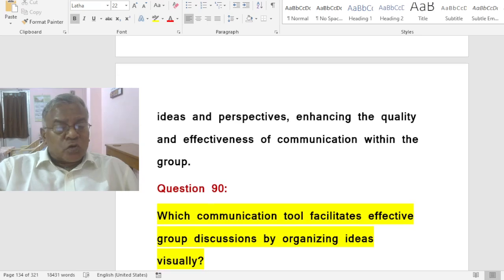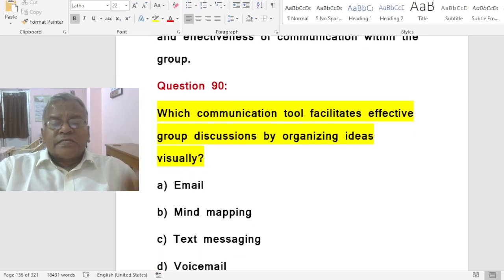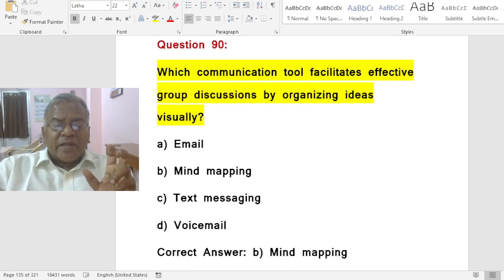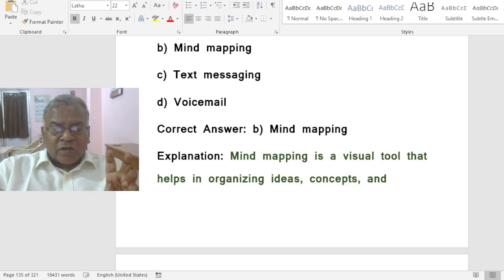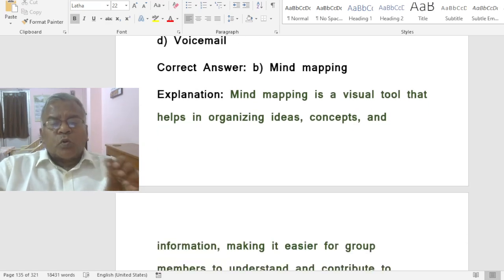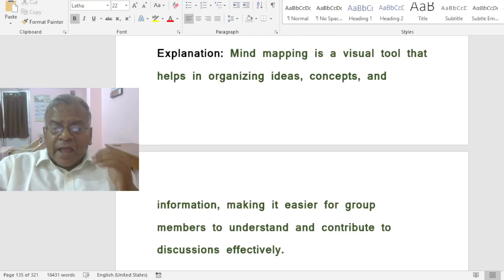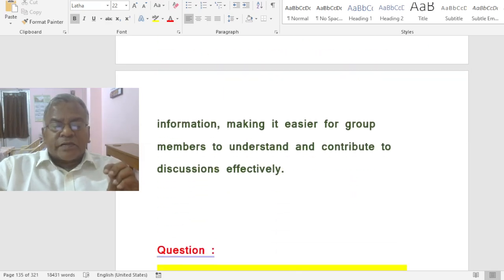communication within the group. Which communication tool facilitates effective group discussions by organizing ideas visually? A. Email. B. Mind mapping. C. Text messaging. D. Voicemail. Mind mapping, they are visual, no? They are talking about a visual object. Mind mapping is a visual tool that helps in organizing ideas, concepts and information, making it easier for group members to understand and contribute to discussions effectively.